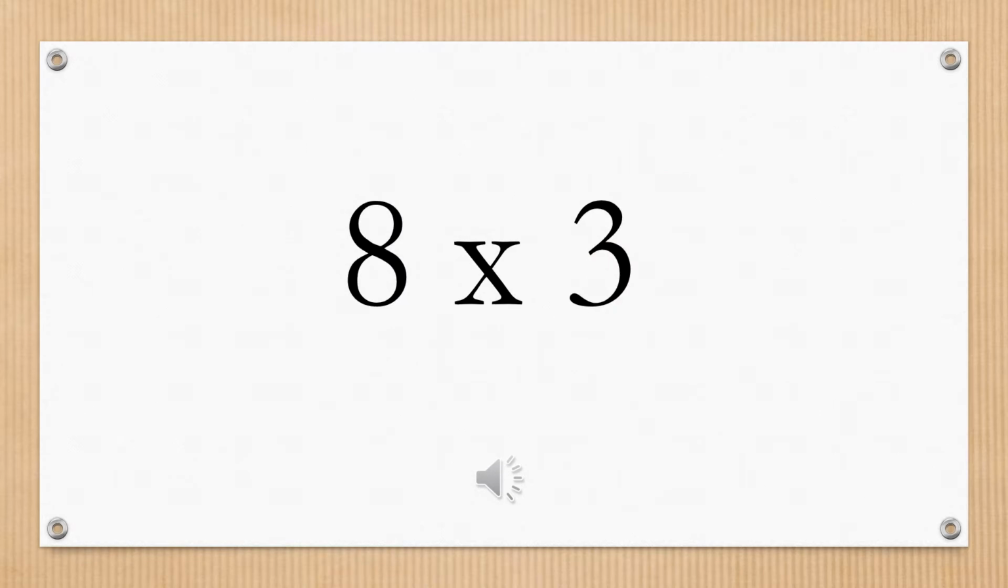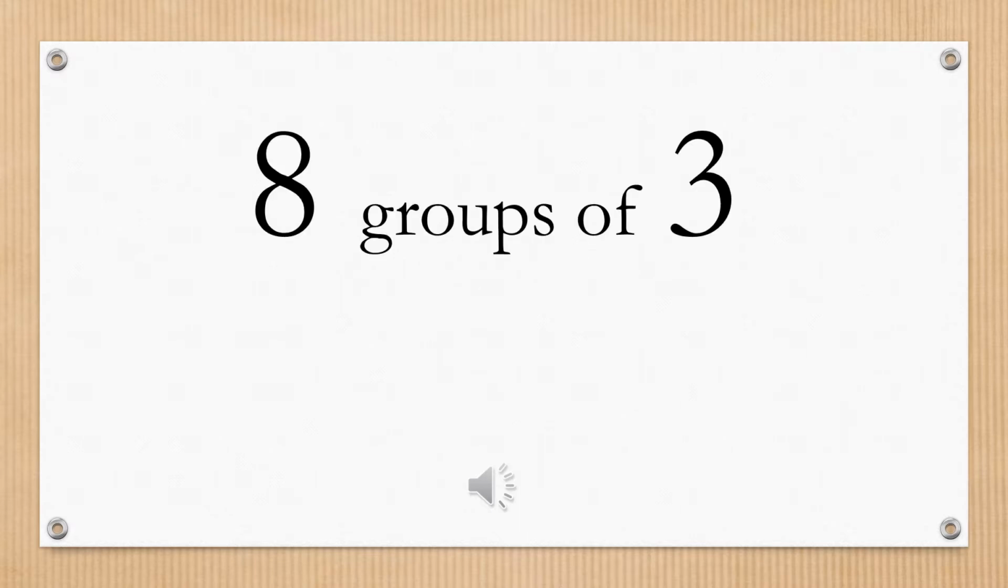What is another way to read 8 times 3? Another way to read 8 times 3 is 8 groups of 3. You would draw 8 groups and put 3 in each group, making each group equal.